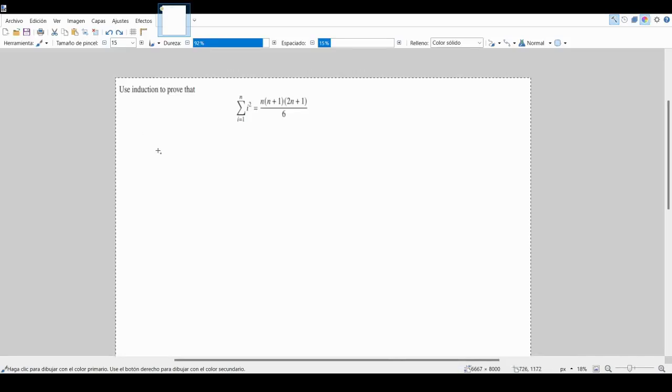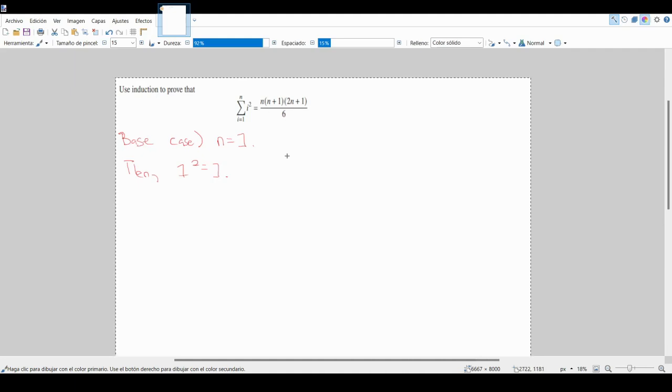Okay, so we are assigned an induction proof here. We're going to start off with our base case because 1 is the lowest term in the summation here. We're going to do n equals 1. Then we have 1 squared equals 1.